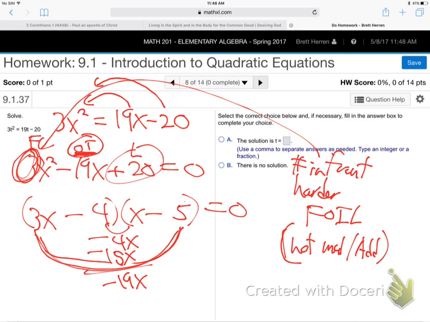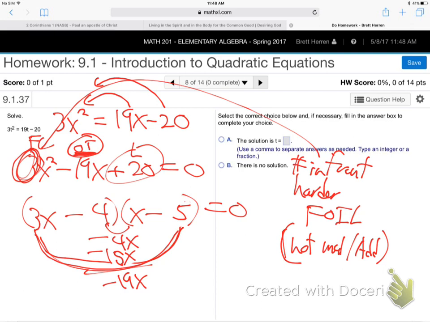That was harder. That was harder factoring. When do you have to do that harder kind? When the first term is not just x squared, it has a number. Yeah, when the first term has a number. It's not just one. Number in the front. Got to do the harder FOIL factoring, not just the multiply add.